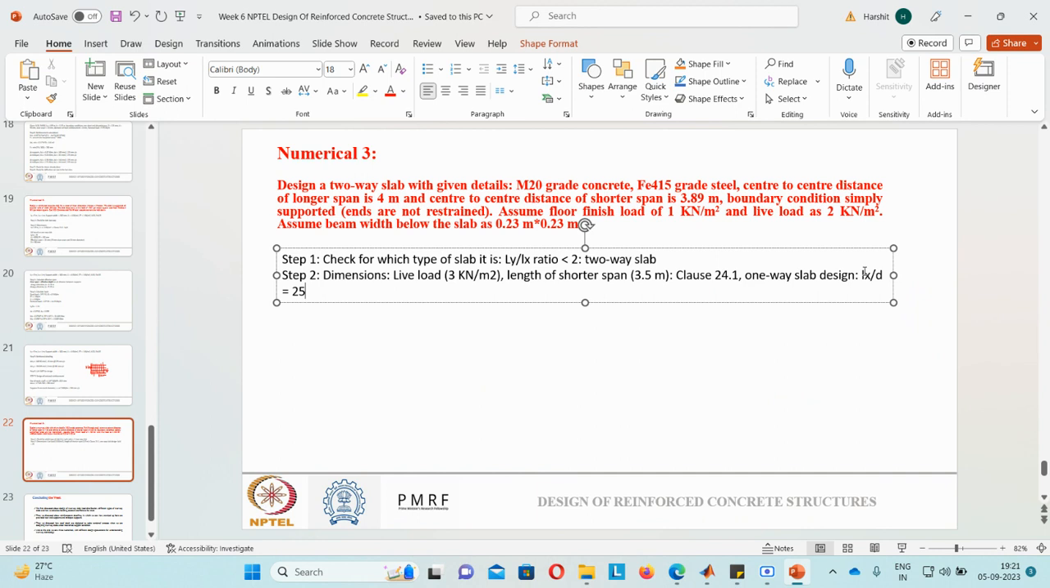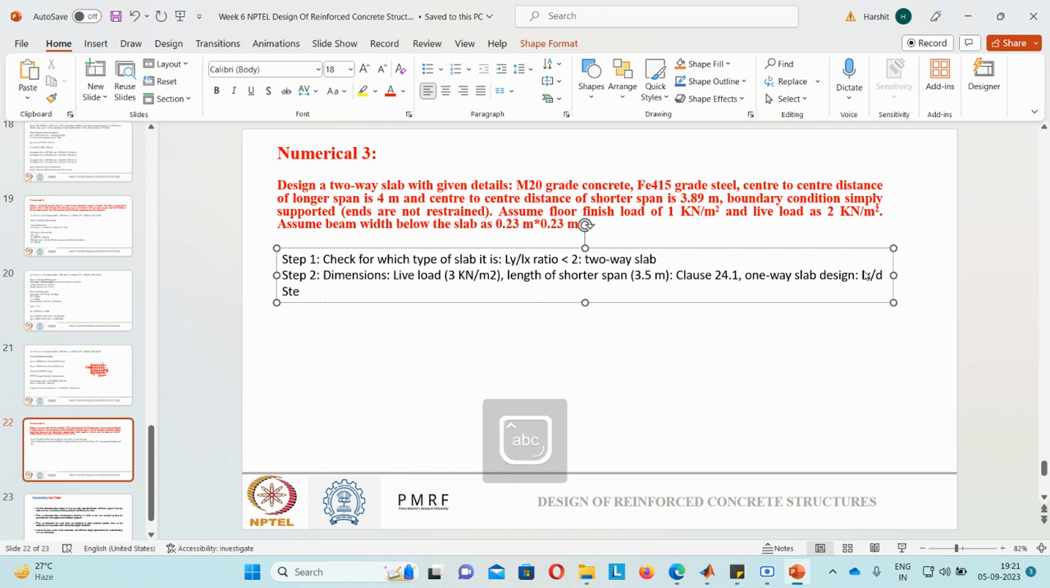If we require 20, we start with 25, so that later on when the modification factors also come, after that also we are safe in design. So we choose the Lx by D ratio. Now we know the D.